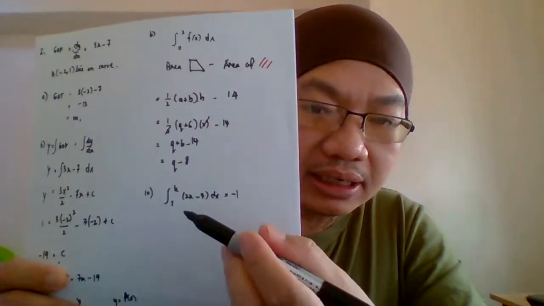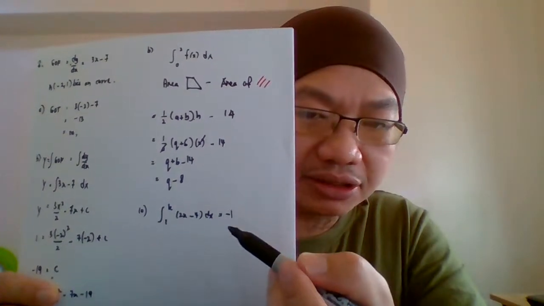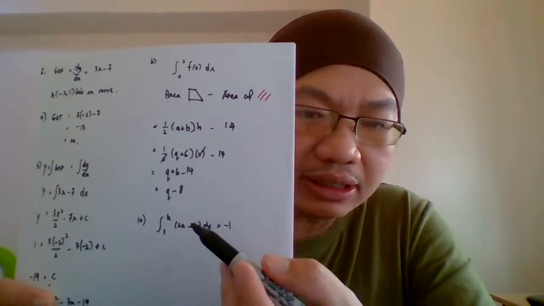So for number 10, the question we want to discuss is to find the value of k, integrate 1 to k, 2x minus 4 dx, equals to -1. Okay, this is the question here. Integrate 1 to k, 2x minus 4 dx, equals to -1. So we want to find k. Very straightforward. Just do the normal integration. So you're supposed to get x squared minus 4x, from k to 1, equals to -1, and we substitute k and 1 into the equation.